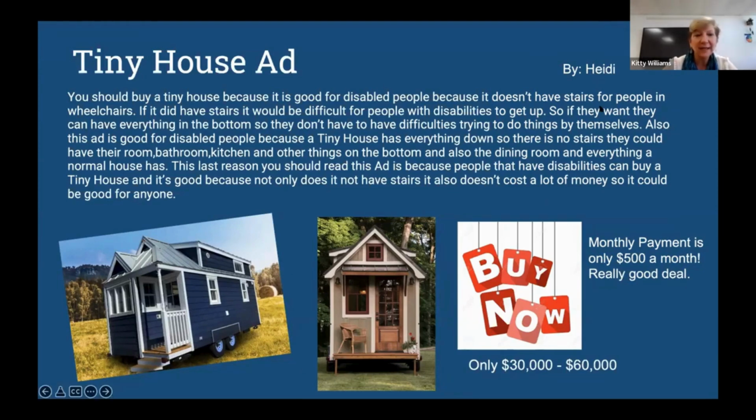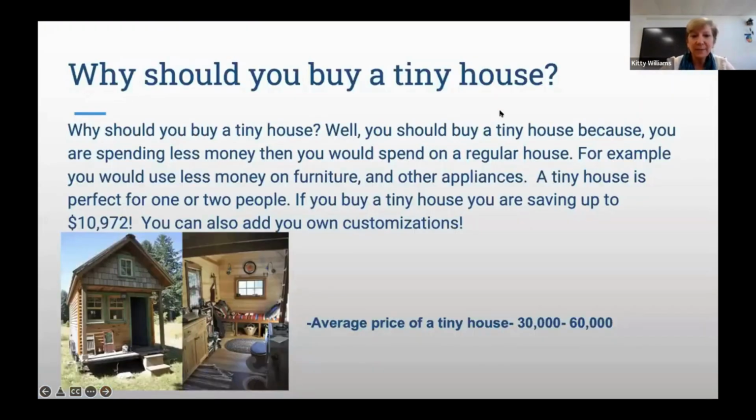a normal house has. This last reason you should read this ad is because people that have disabilities can buy a tiny house, and it's good because not only does it not have stairs, it also doesn't cost a lot of money. So it is good. It would be good for anyone. And if you click to the next slide, you see another advertisement by another student who gives you the average price and wrote this ad as well.